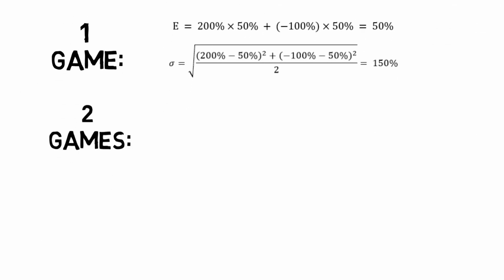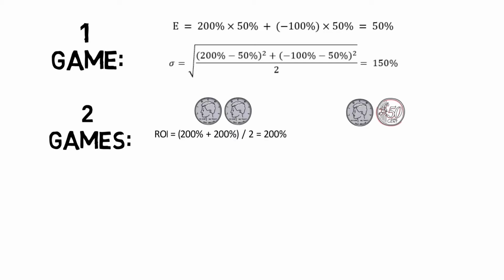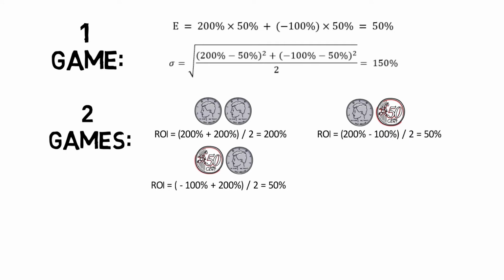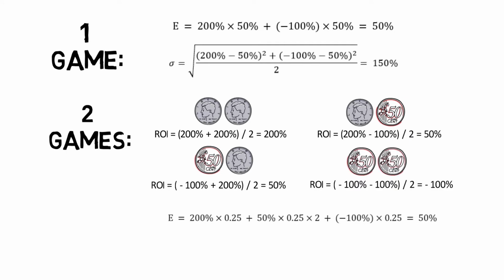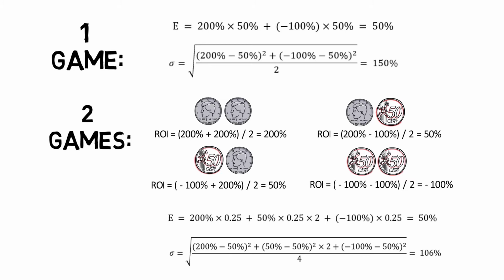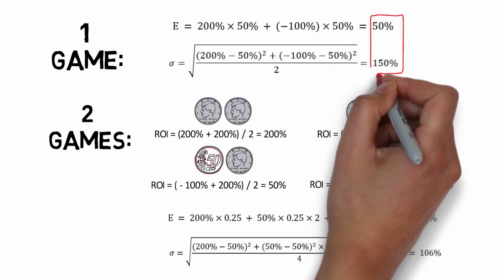Let's assume you play this game twice in parallel, which are independent, and each game uses half of your total asset. We will get 4 scenarios like below. Either you win both games, or you win one and lose one, or you lose both games. The expected return will be the return on investment in each scenario times their probability, and sum up to be 50%, which is the same as we had before. But you can see the standard deviation will be much lower at 106%.